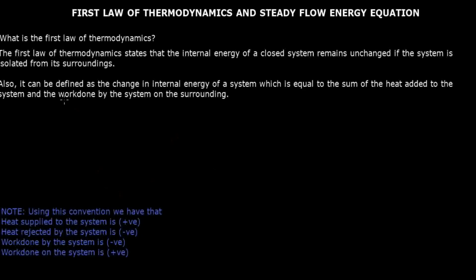The change in internal energy of a system is equal to the heat added plus the work done on the system. And remember that for a closed system, the sum of the work done is equal to the net heat taken away from the system. So that is thermodynamics. So how do we write this?